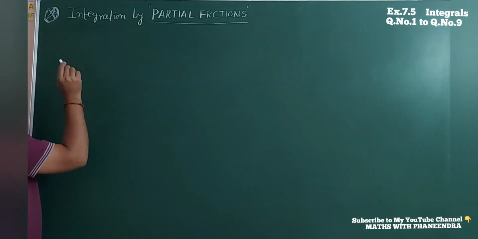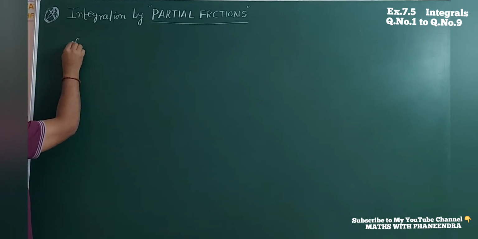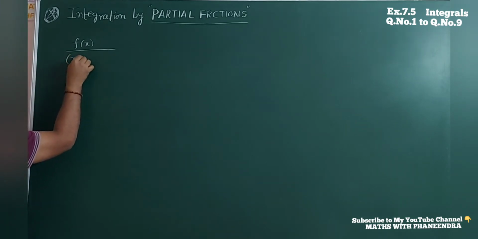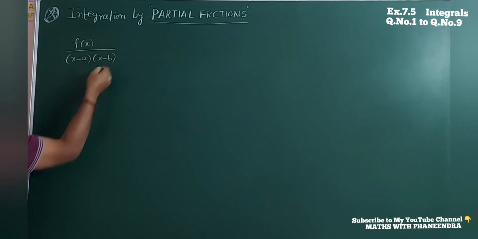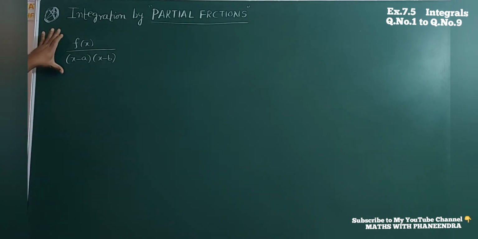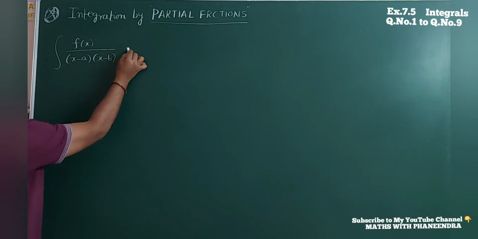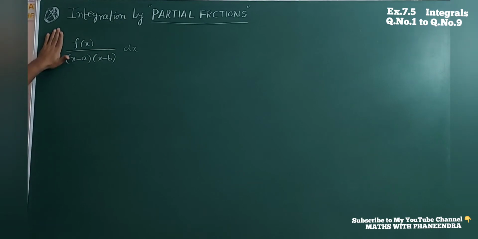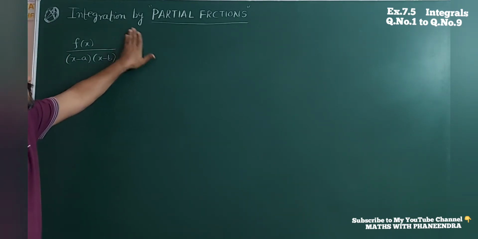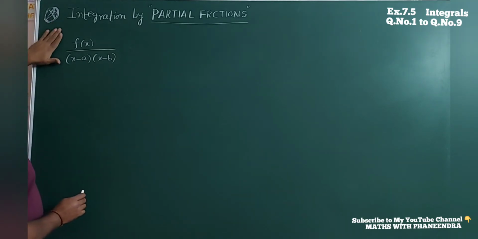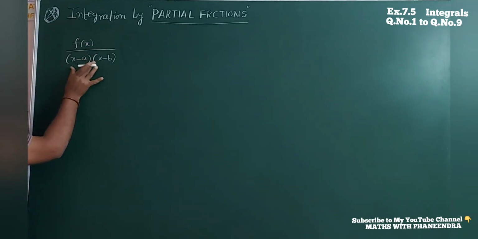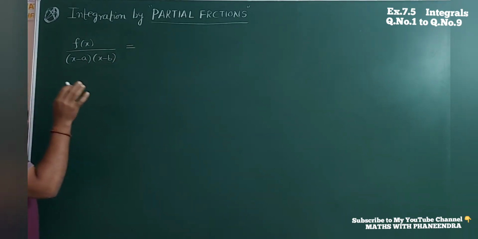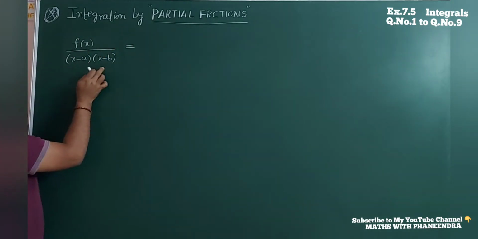See here, the first type: f of x divided by g of x contains two linear factors, x minus a into x minus b. To evaluate this type of integral, remove the integration, dx with respect to x. It is a proper fraction, so the degree of f of x should be less than the degree of g of x, the denominator. Two linear factors are there, so we use the procedure of partial fractions.